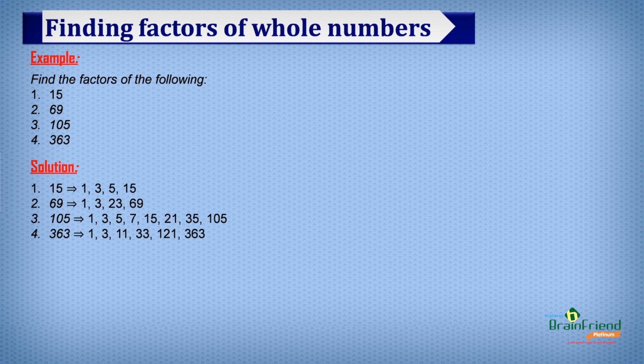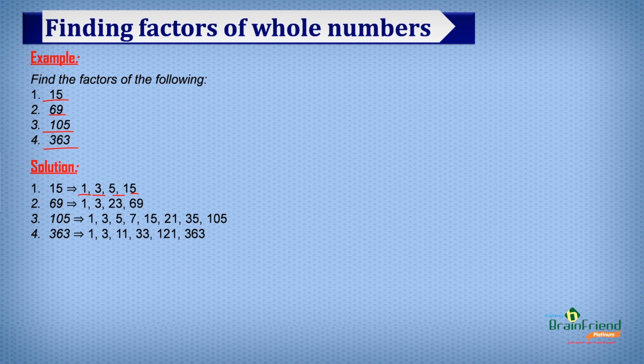Here, we have some numbers and we are expected to find their factors. We are expected to find the factors of 15, 69, 105, and 363. Now, these factors have been listed. It is always important for us to start our listing from the number 1. Now, here are the factors of 15: 1, 3, 5, and 15.